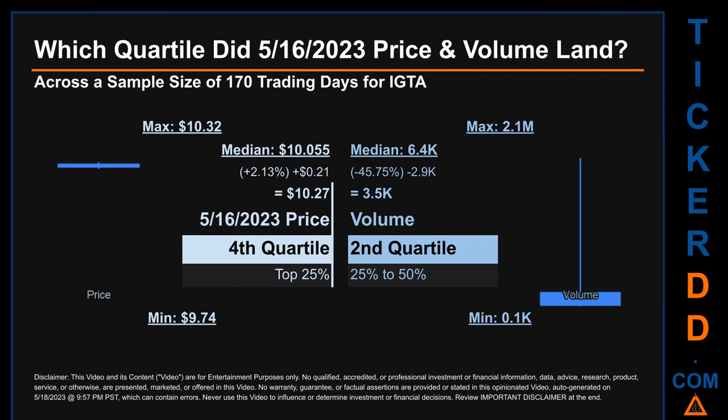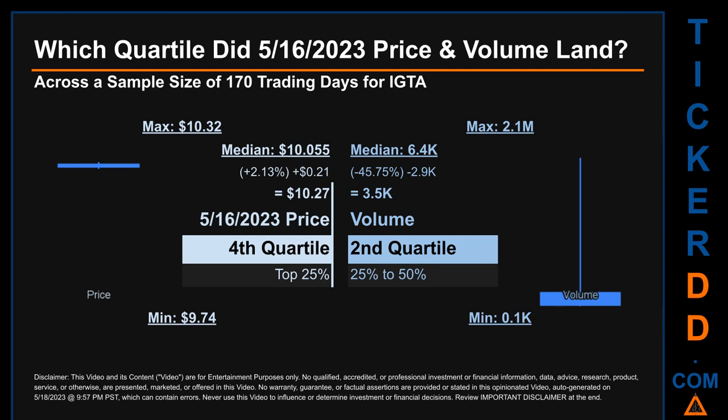Which quartile did May 16, 2023 price and volume land? Across a sample size of 170 trading days, the maximum end-of-day price for IGTA was $10.32 while the minimum was $9.74. Within that price range, May 16, 2023 price, of $10.27, landed within the fourth quartile, meaning that it was within the top 25% of all sampled end-of-day prices.